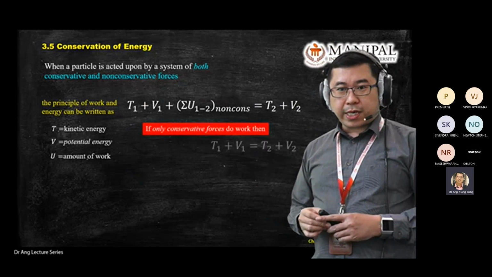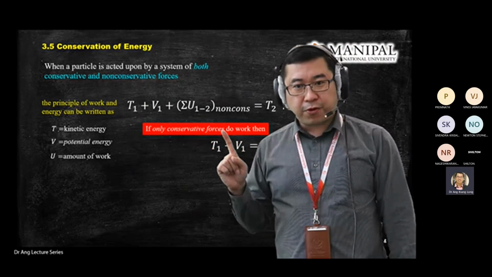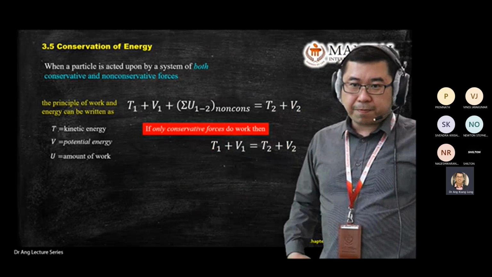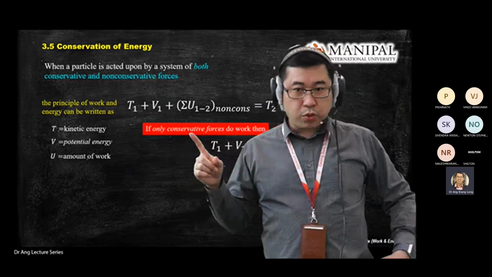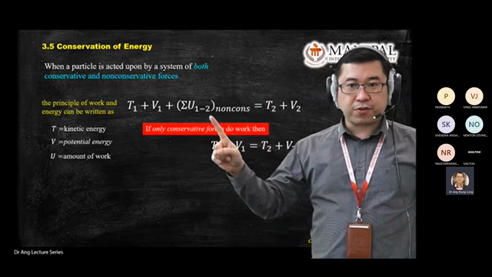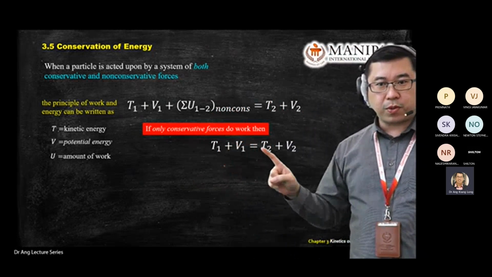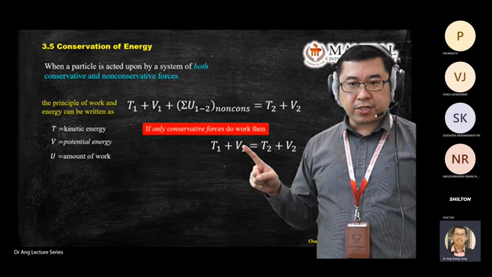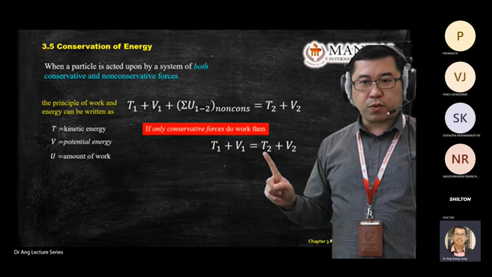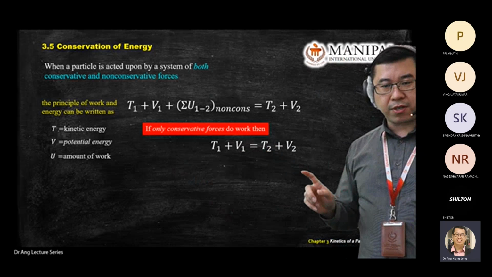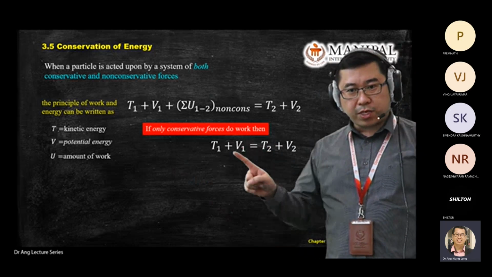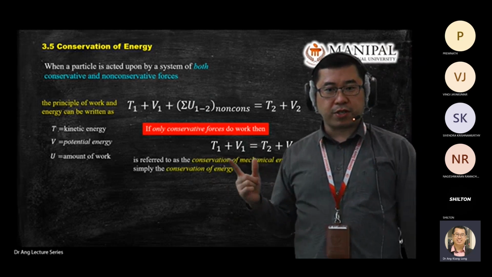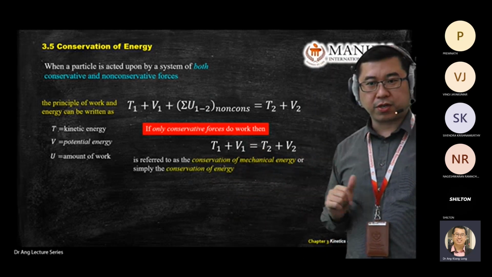Okay, so if only conservative force is considered in your calculation, you can cancel out the friction force over here, and your equation will only arrive at kinetic plus potential energy before equal to energy after the incident. Okay, so this equation is also called mechanical energy conservation, or conservation of mechanical energy equation.